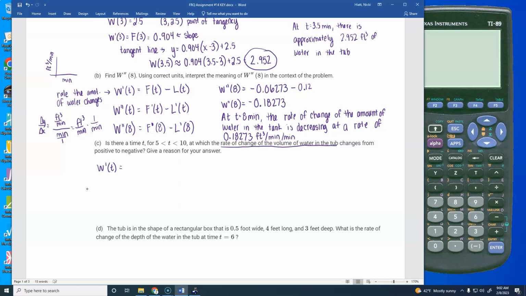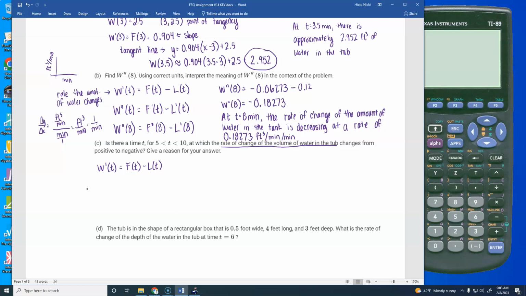And so that is from 5 to 10, it is F of T minus L of T. You don't necessarily have to write this because you already wrote it earlier. Okay. We want to know if this ever switches from positive to negative. First of all, from 0 to 5, is the value positive or is it negative? It's positive. Why is it positive? The water's not leaking. It's only being added to the tank, right?